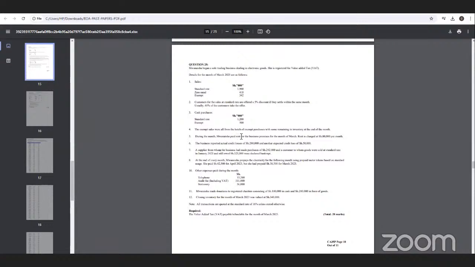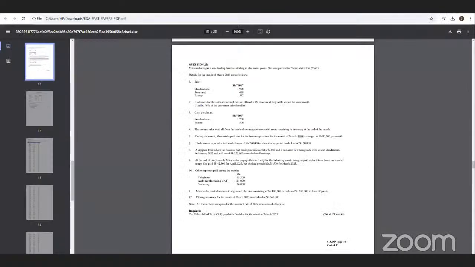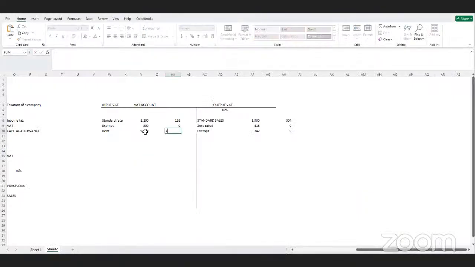Now, during the month, the business paid the rent at 80,000 per annum. Not all the transactions are reported at the standard rate of 16% unless stated otherwise. Which means these are the net values, they are not inclusive, because we have been told all transactions are reported at the rate of 16% unless otherwise. So you'll have the rent here, rent is part of the purchases. It is 80,000. So 16% of 80,000. Get that?